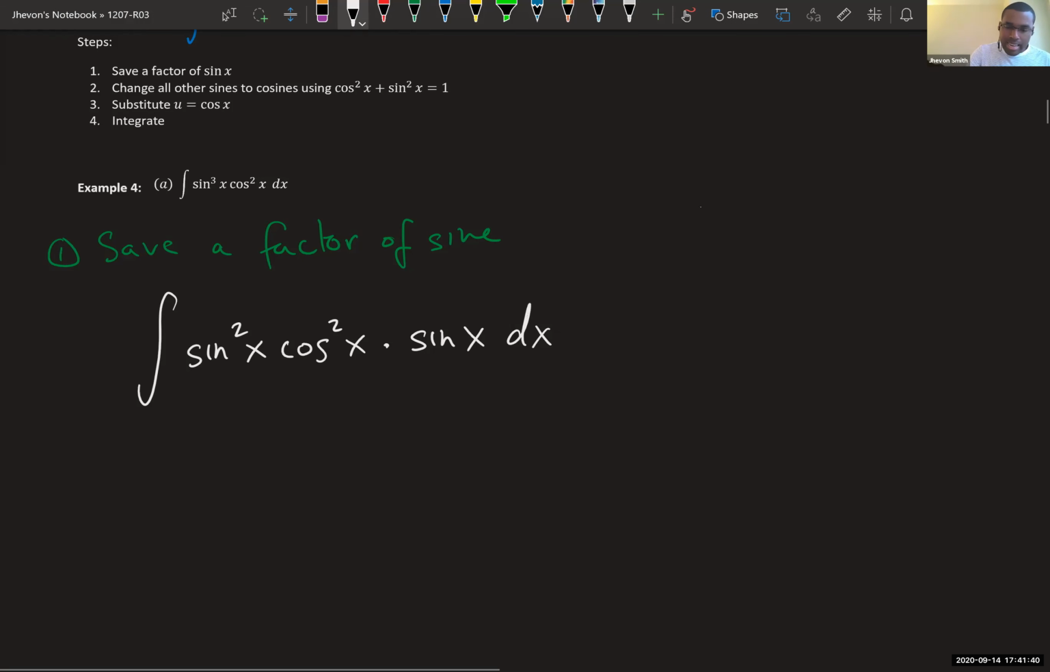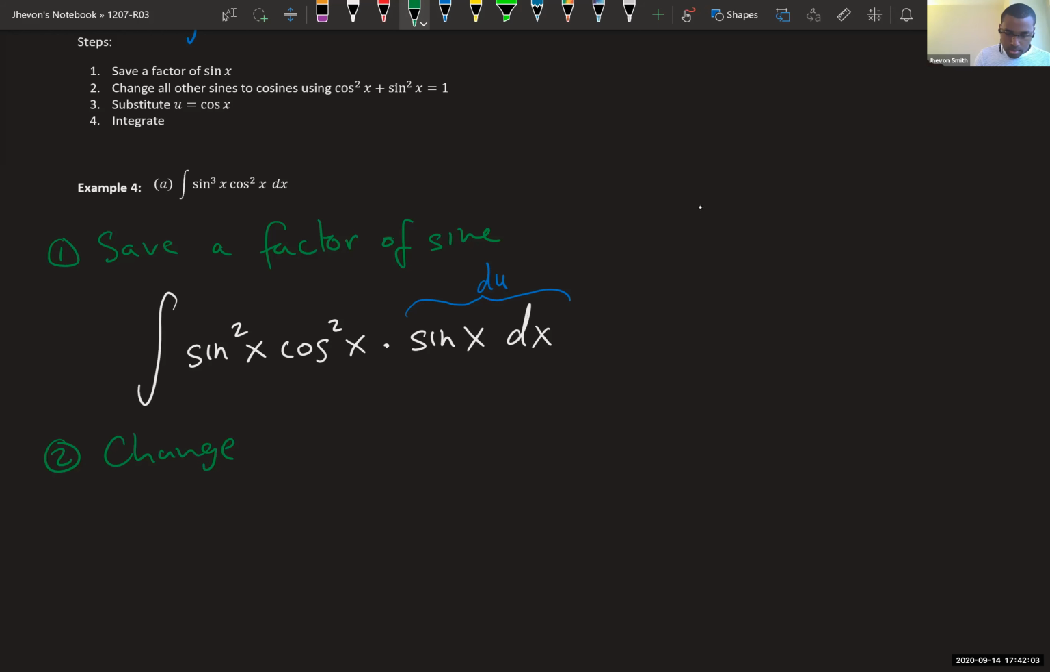The idea is that I'm saving a du. This is ultimately going to be my du that's over here. So that's why I move it off to the side and just save a factor. Now, of course, that's my du, which kind of tells you that I'm going to want u equals cosine, which means I'm going to have to change all my other sines to cosines.